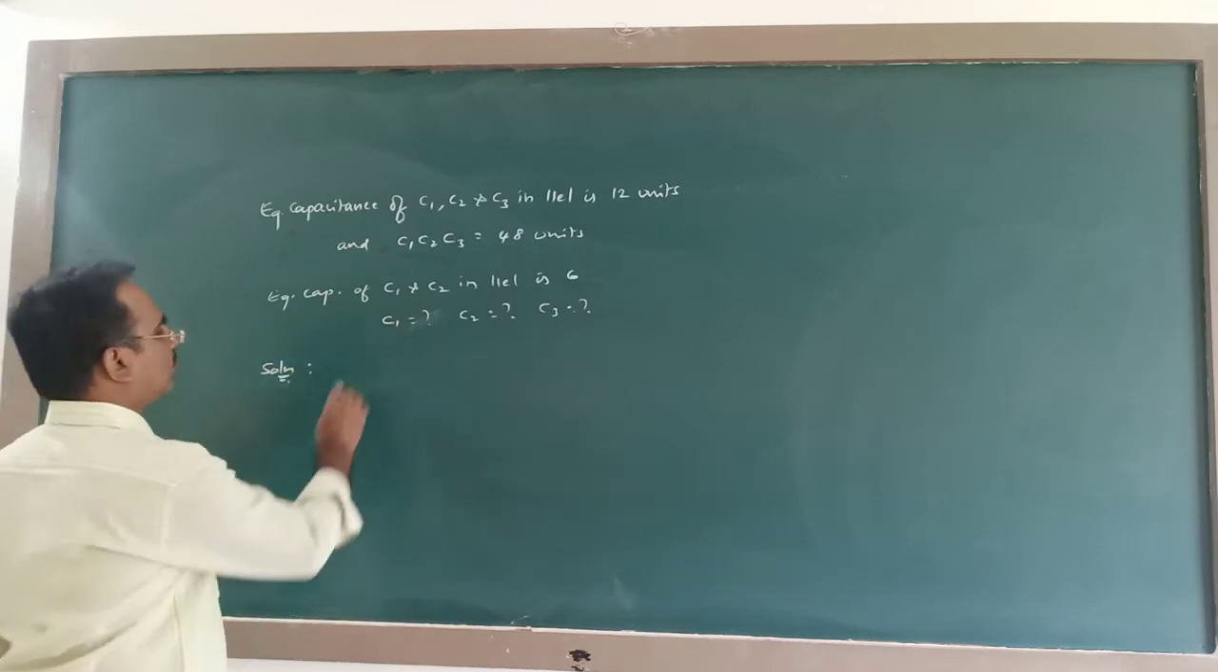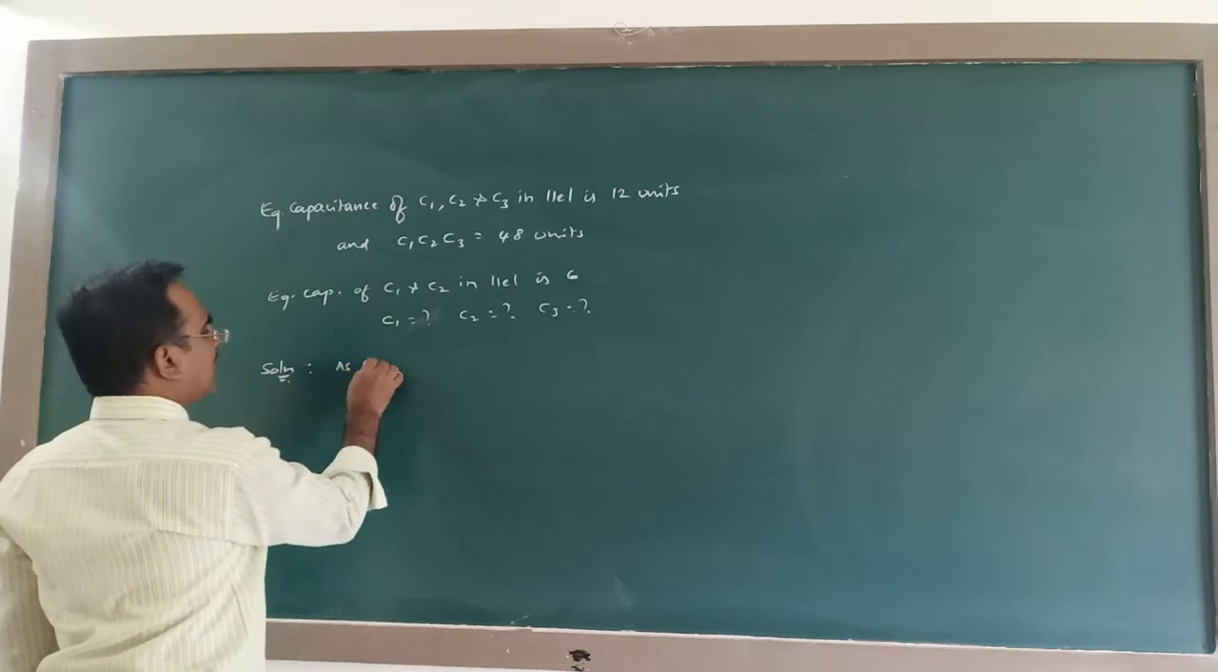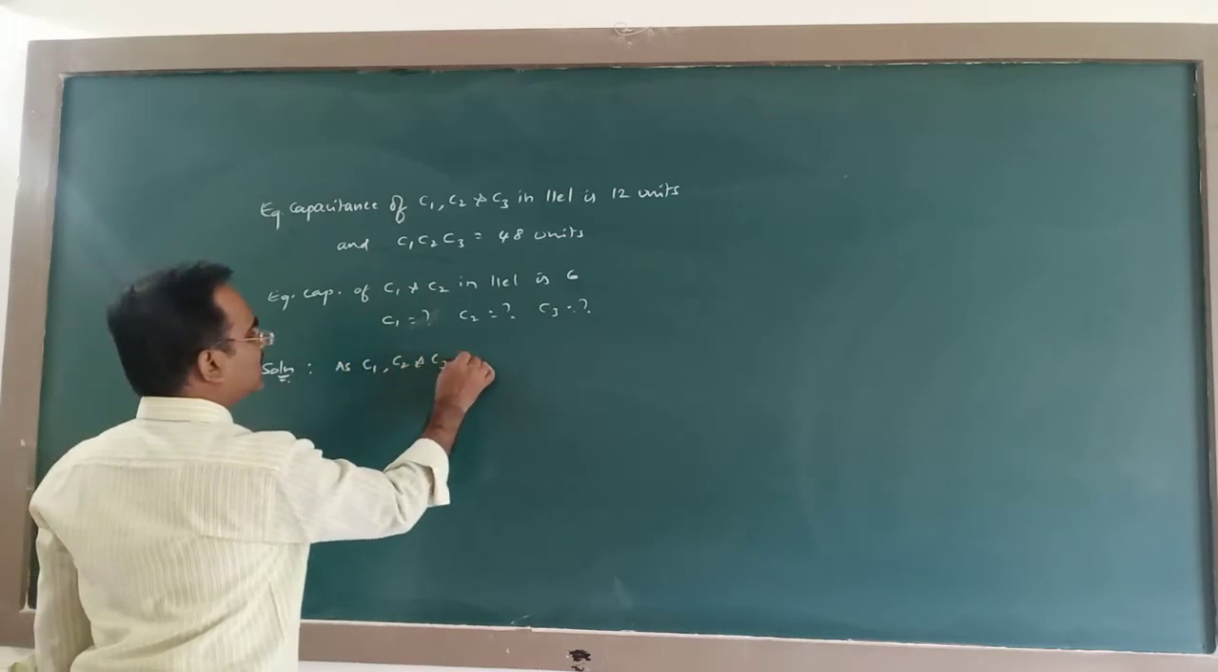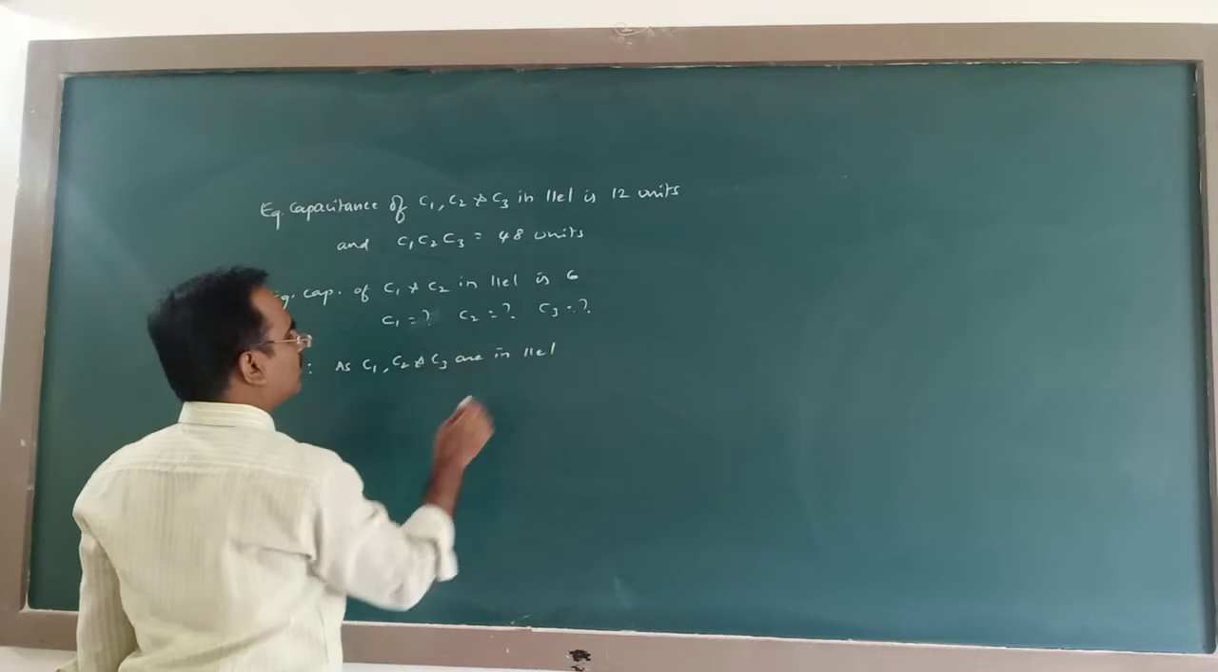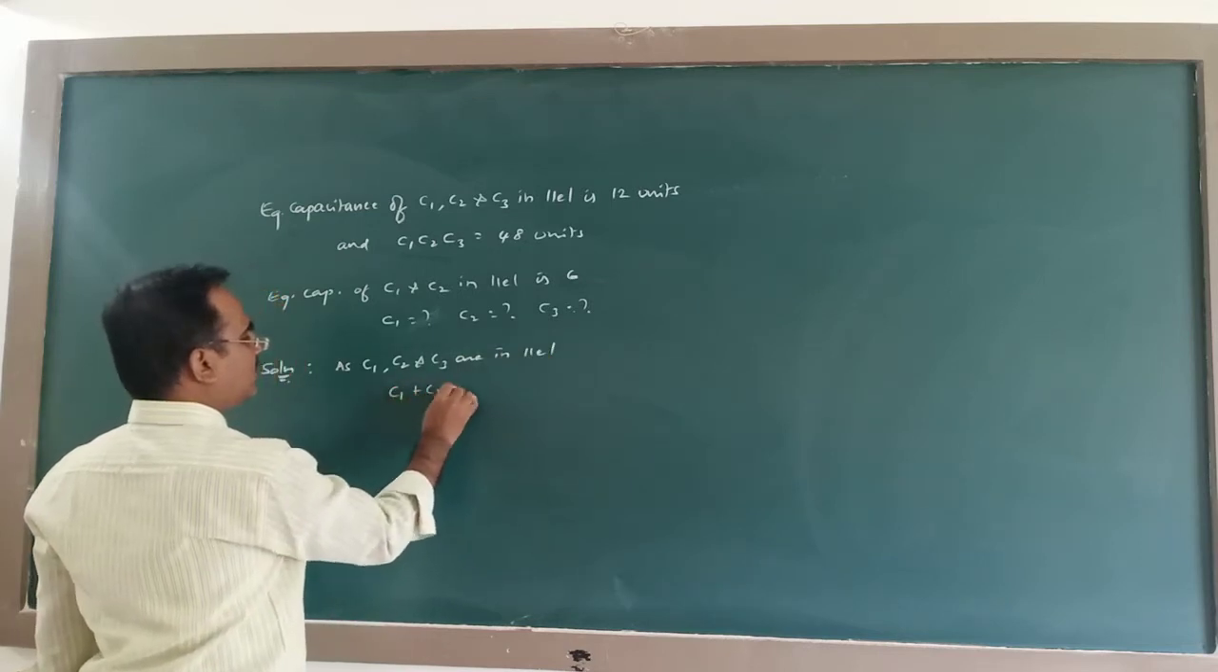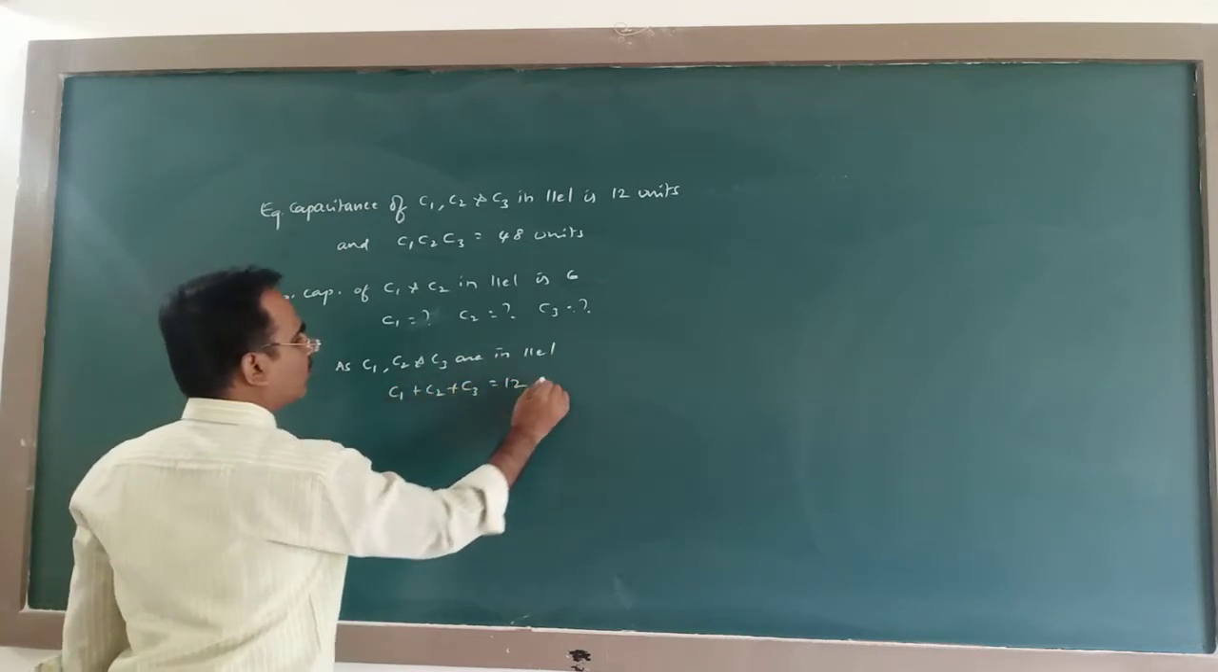So as C1, C2 and C3 are in parallel, the first equation will be C1 plus C2 plus C3 equal to 12.